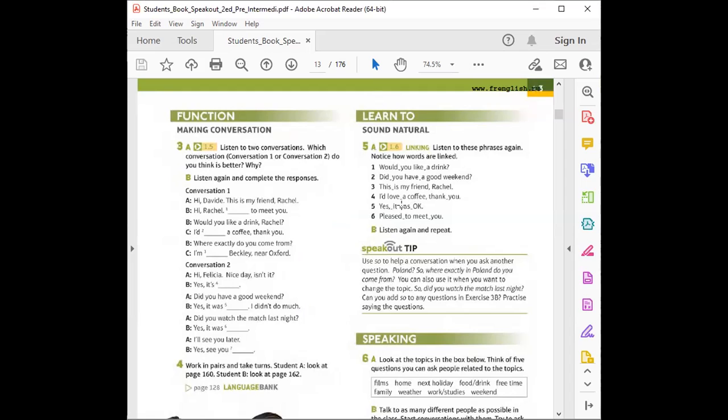Now, let's listen to these phrases and we'll see how natural they sound. Here we just want to listen to how they are connecting the words together. So let's listen to the recording.